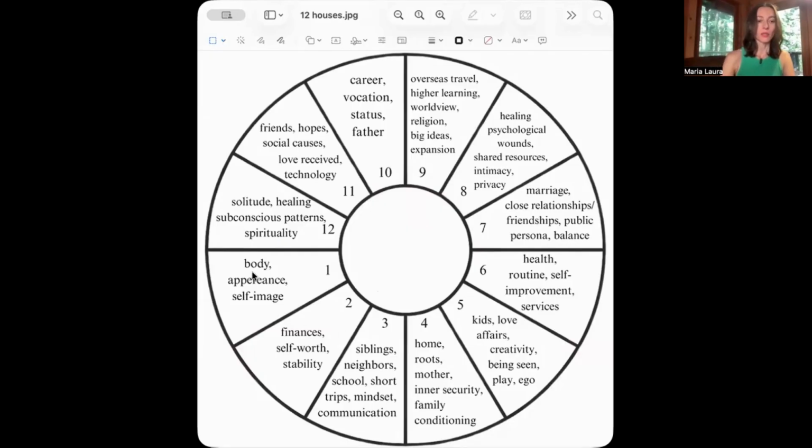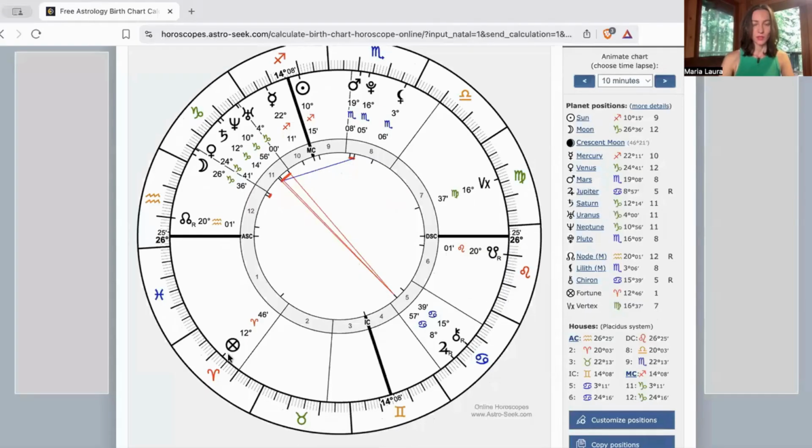And that is going to be kids, dating, love affairs, creativity, being seen, making time for playfulness, for fun, for creativity, allowing yourself to be seen, taking up center stage. So any of these themes, it would be good to think about and set a new intention around that area of life. Okay, wonderful. Now let's try the last example.